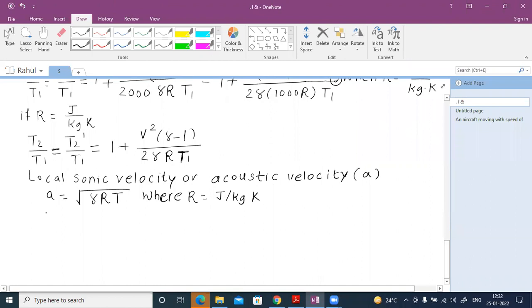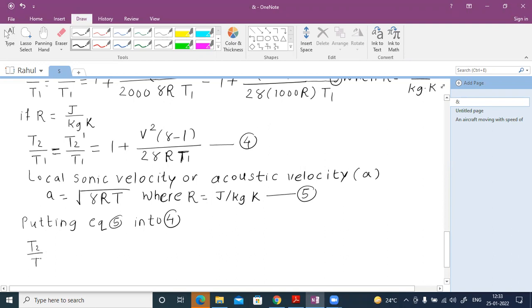Now you can see here what we are getting: gamma RT, right? Gamma RT we are getting here. So let us put this value. Let this be equation number 5. Putting equation 5 into equation 4, let us see what we are getting.